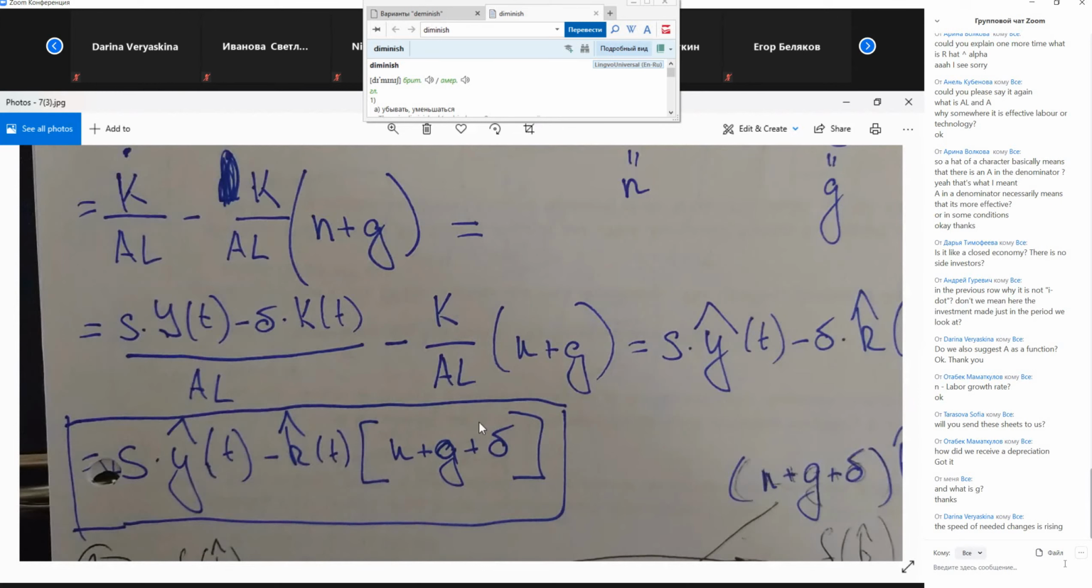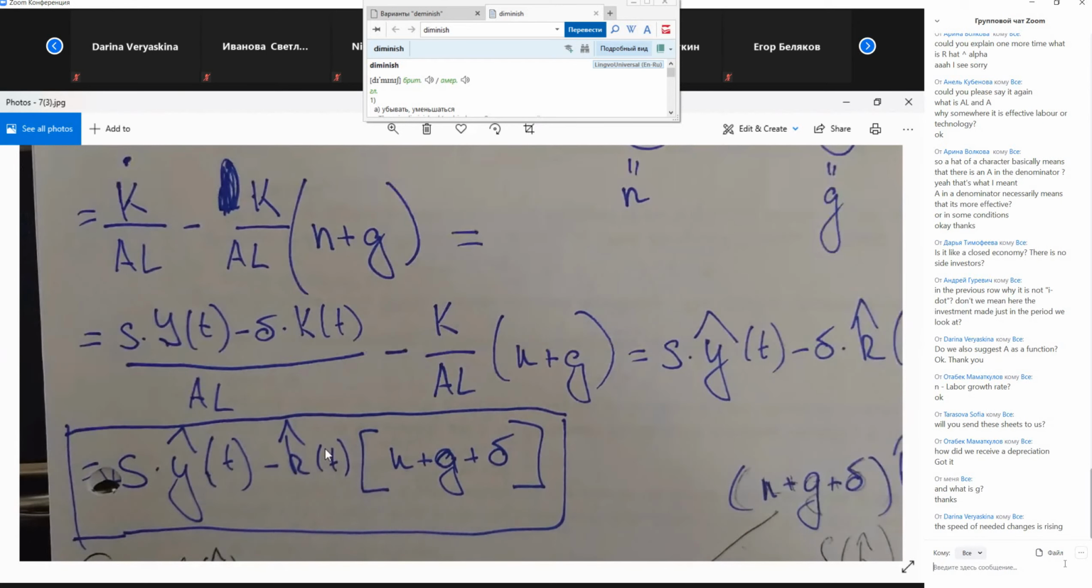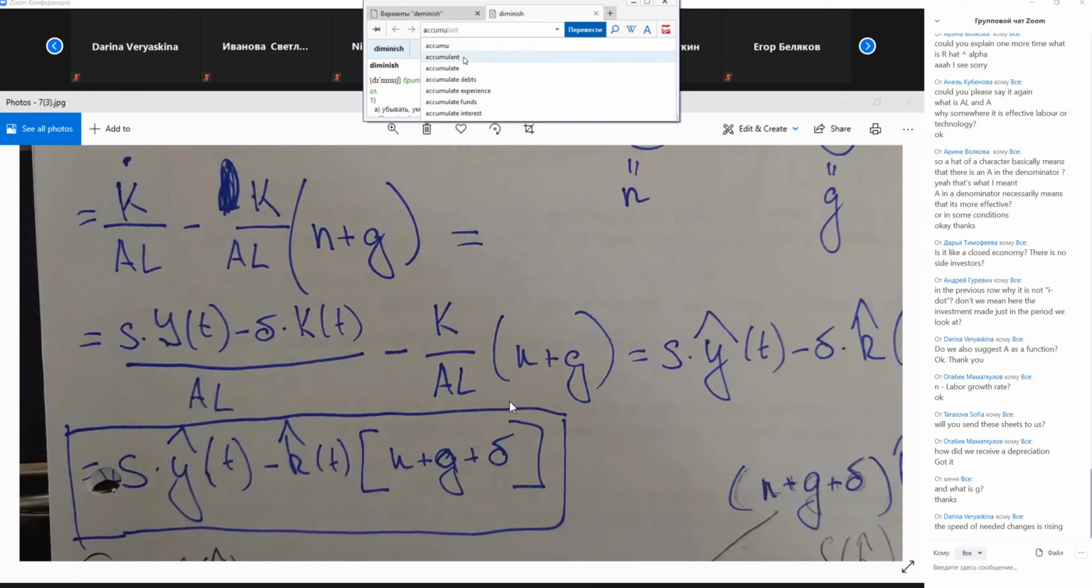All right, and this is it about the fundamental equation of the Solow model. To sum it up, we see that this is the accumulation of new capital. These are the ways to dilute: dilution comes from n and g, and capital is depleted through depreciation.